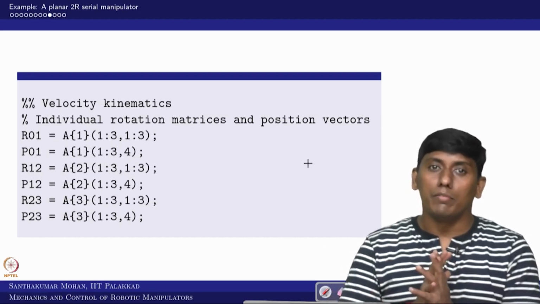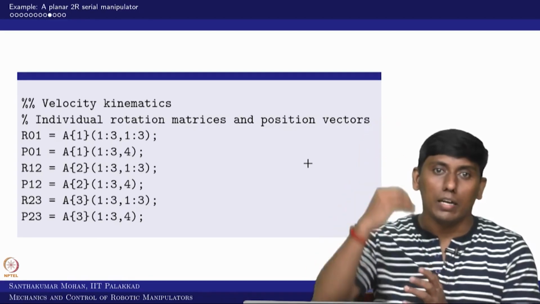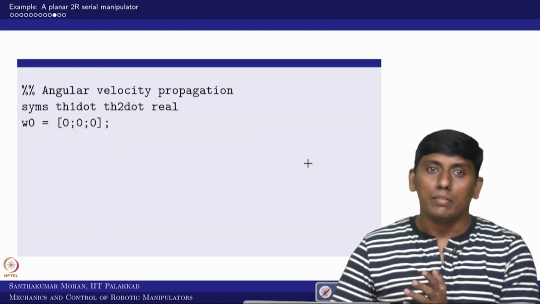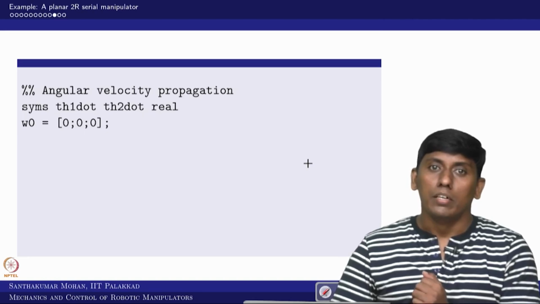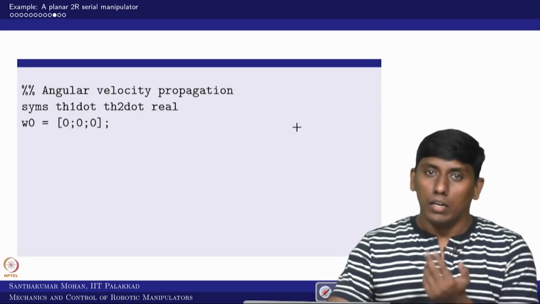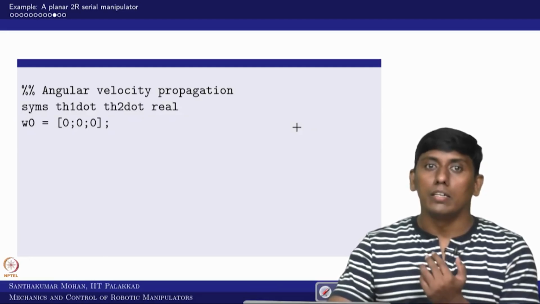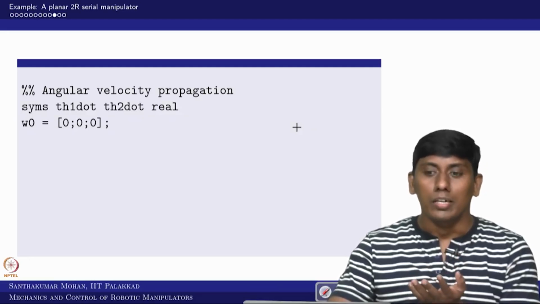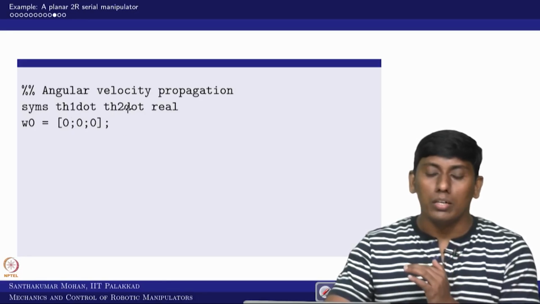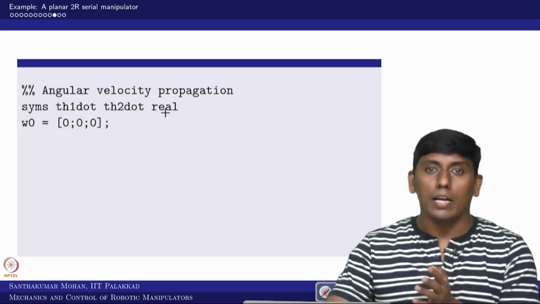So from the previous code we have taken, we can find the rotation matrices and the position vectors. Once we obtain these, we can do the angular velocity propagation, where two additional variables come in. Virtually these are theta 1 dot and theta 2 dot. Here we cannot write theta 1 dot, theta 2 dot, so I have written th1dot, th2dot. Both I have represented as real.